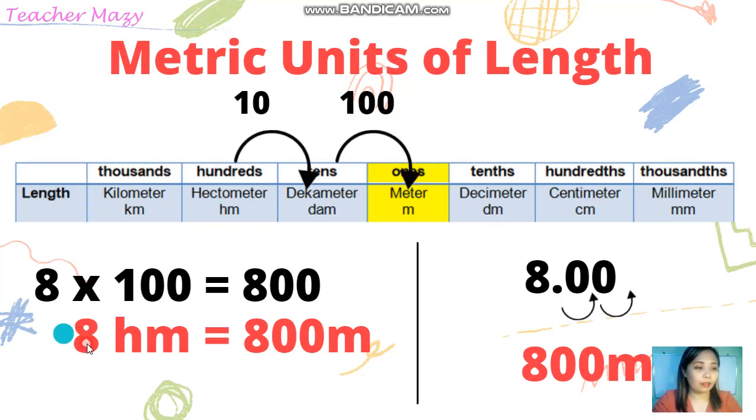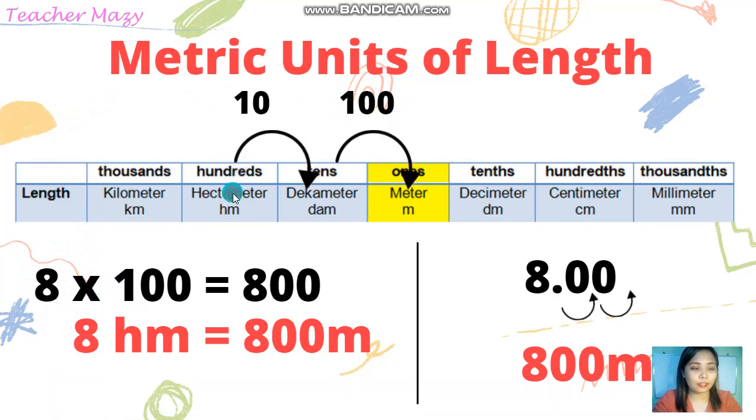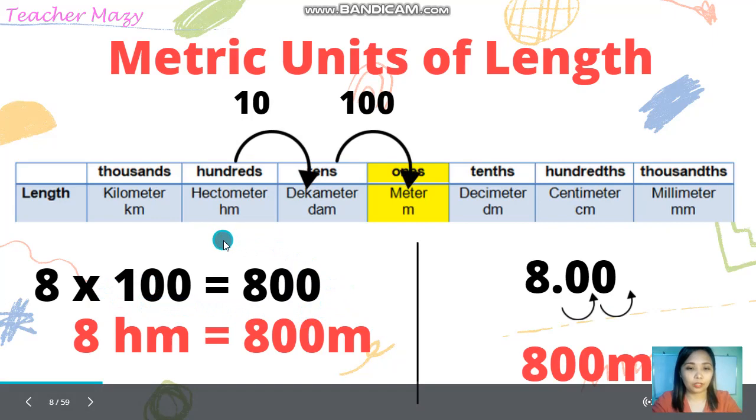Okay, so we have 8. Ayan, yung 8 hectometer times, ilang beses tayo nag-shift? 1, 2, and that is 100. So, times 100 is equivalent to 800. So, that means for every 8 hectometer, there is 800 meter.